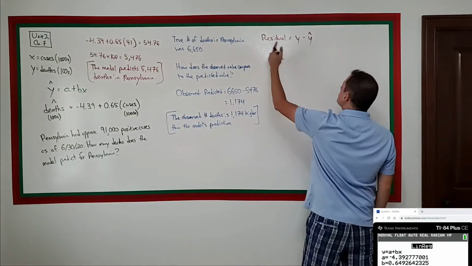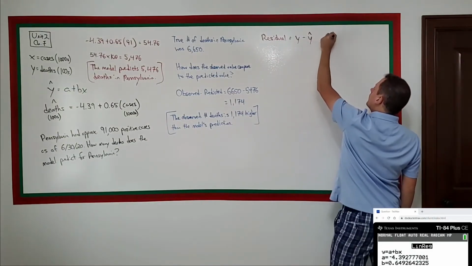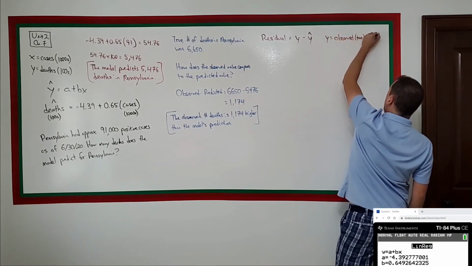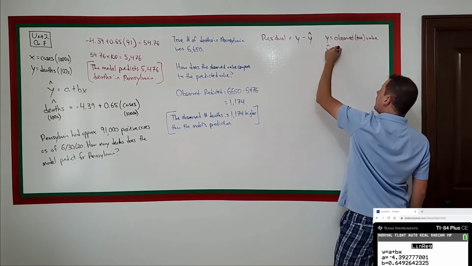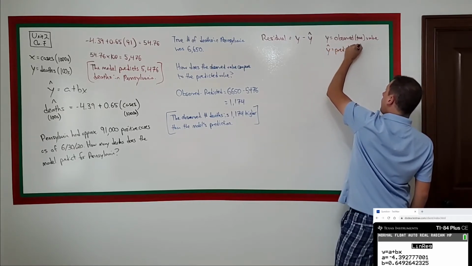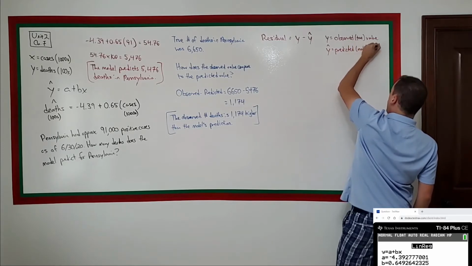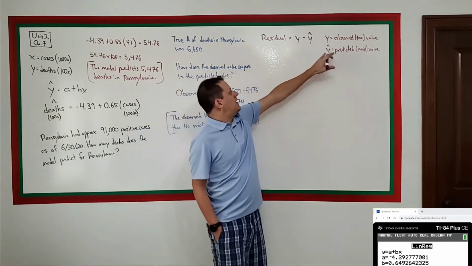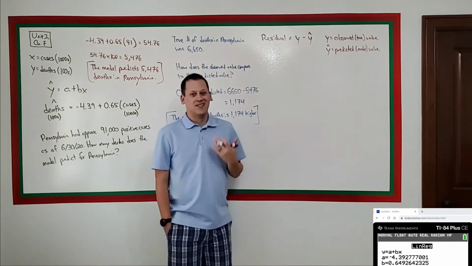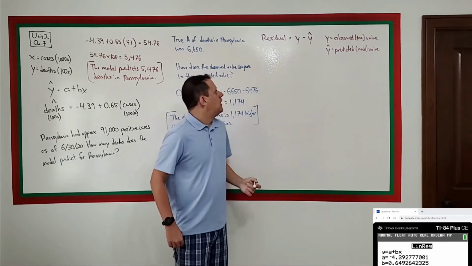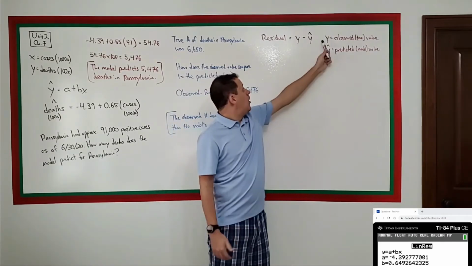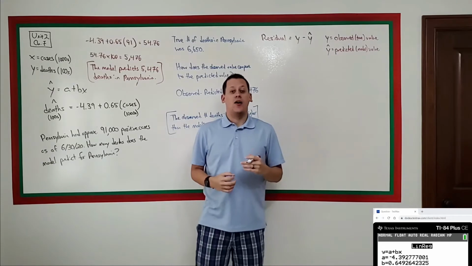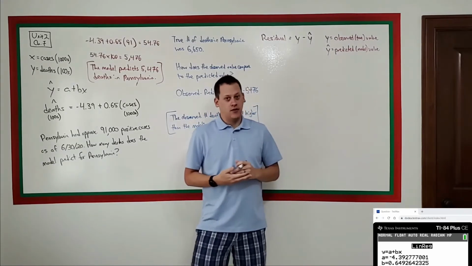Just for the purposes of your notes, you might want to write those off to the side there. y is the observed or true value. y hat is the predicted or model value. You could also think in terms of a scatter plot. y represents the point, the y coordinate of the point. y hat represents the y coordinate of the line at that particular x value.